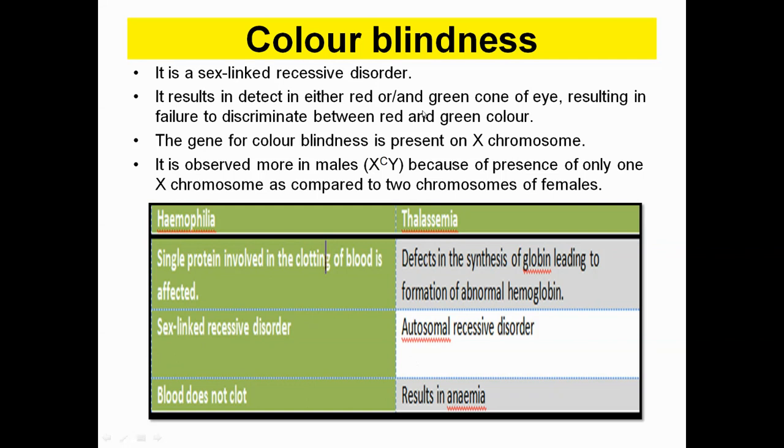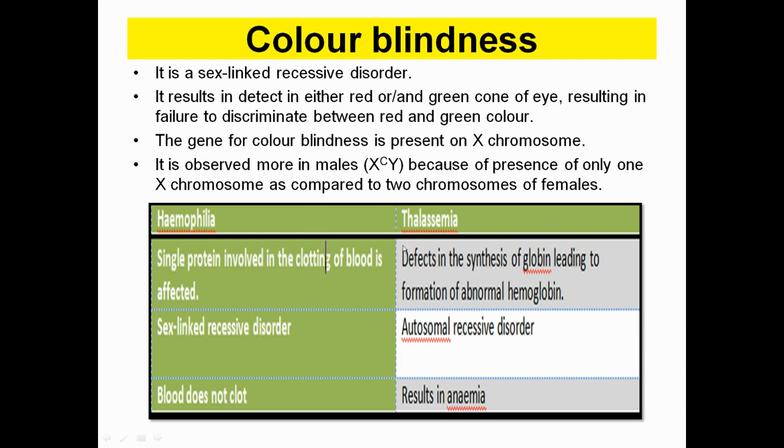Now comes to color blindness. It is a sex-linked recessive disorder, and the person is unable to detect either the red or green cone cells of the eye, resulting in failure to discriminate between red and green. The gene for color blindness is present on the X chromosome. This is very, very important. It is sex linked, being present on the X chromosome. Here the males are going to be affected, and females will be the carriers.